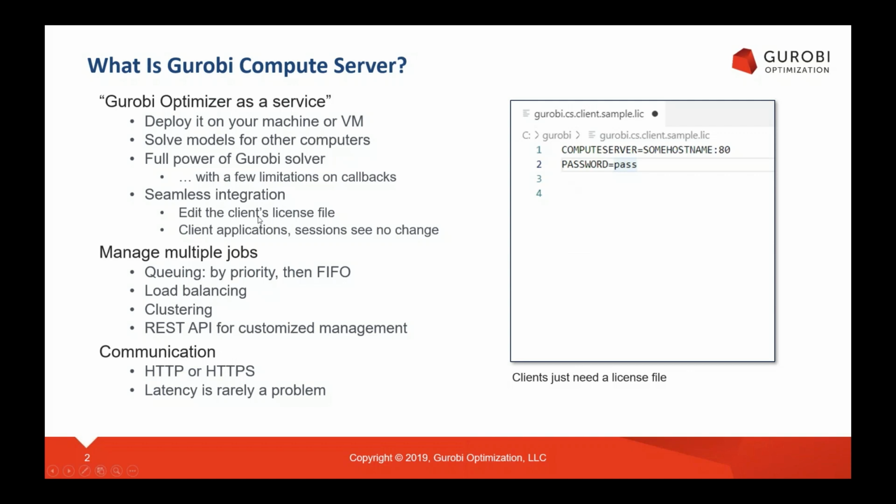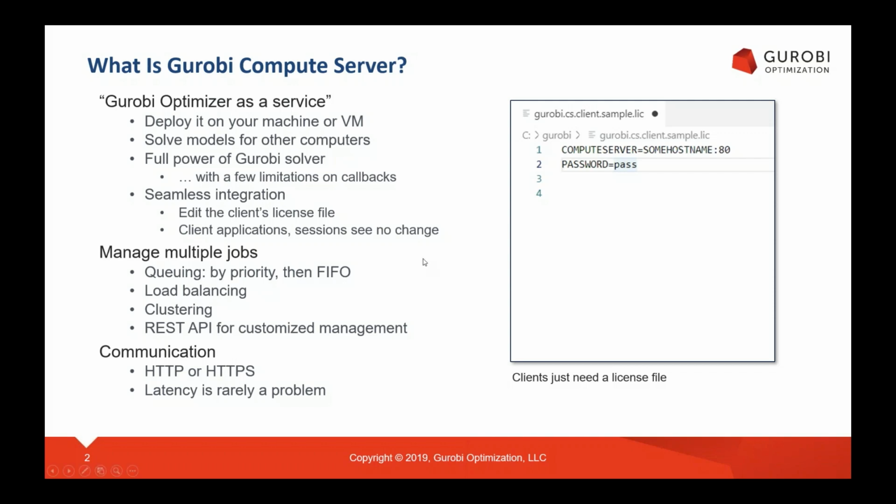So it makes it very easy to switch someone from using Gurobi on a local license or some other kind of license to submitting its jobs to Compute Server. And so the applications themselves see no change. You can do this with APIs, but it's not necessary.